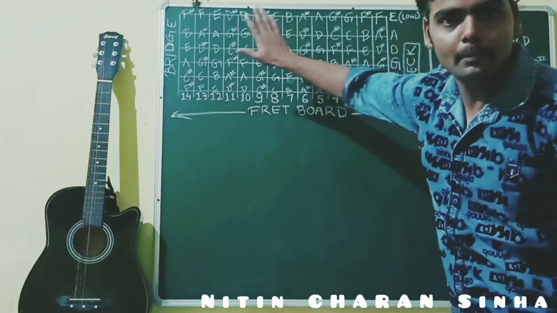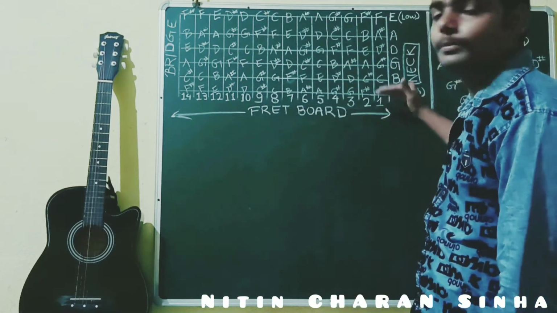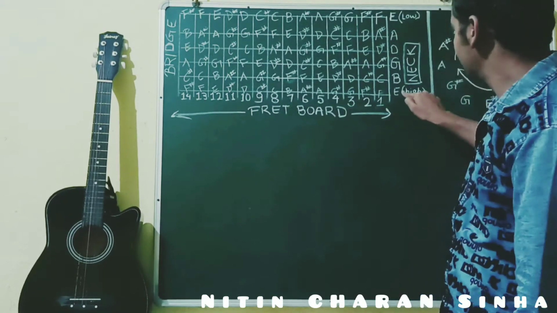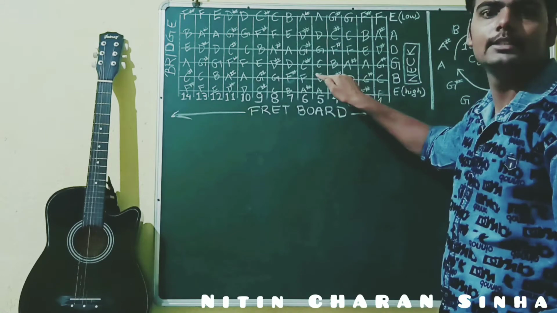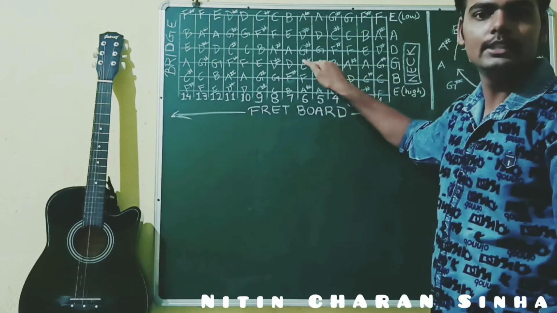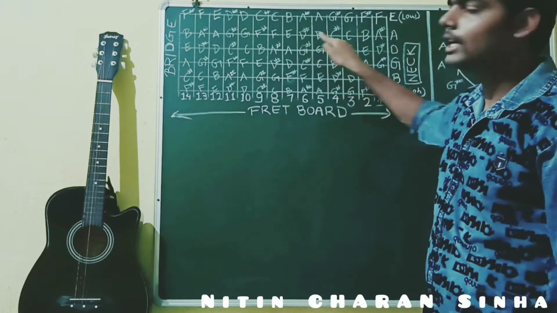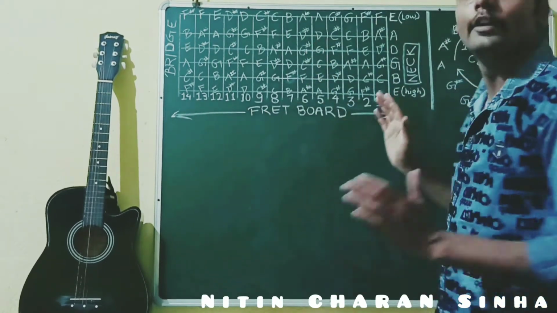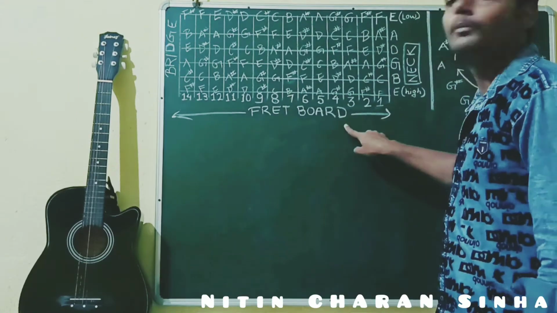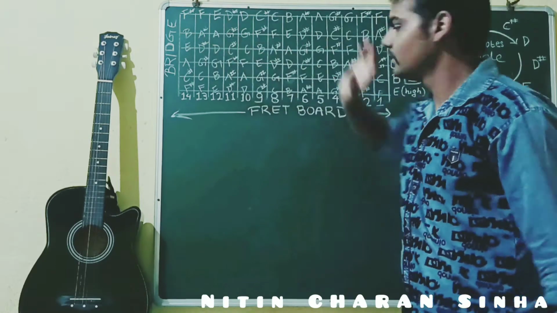This side is the fretboard. The string counting starts from bottom to top, so E is the first string, B is the second string, G is the third string, D is the fourth string, A is the fifth string, E is the sixth string, low E. Fret counting starts from the neck to the bridge of the guitar.